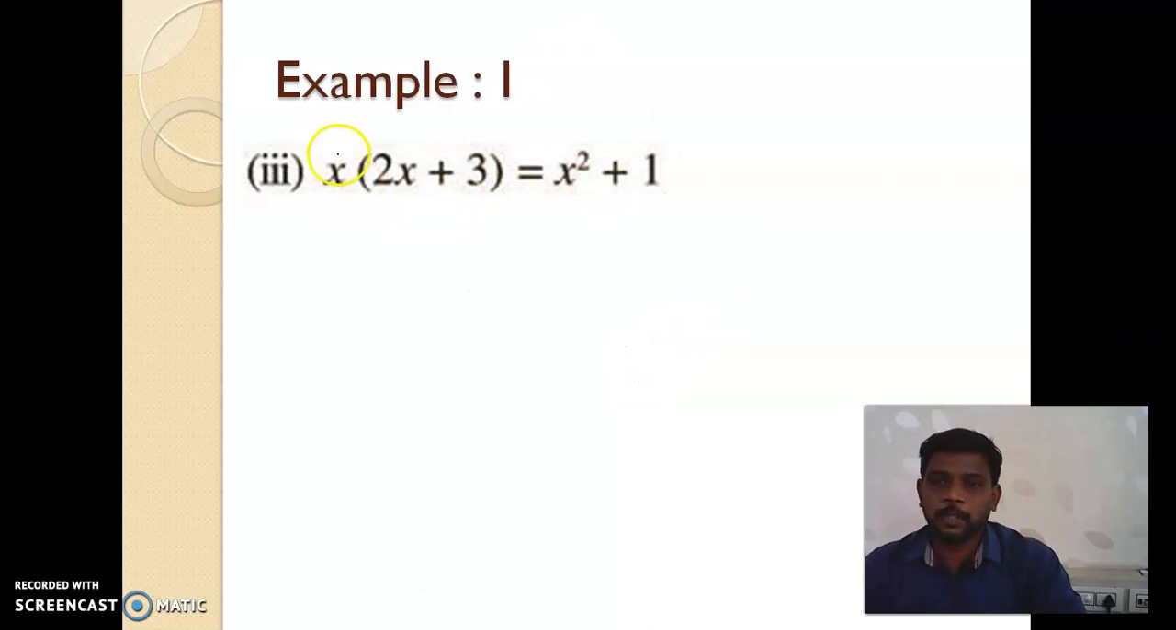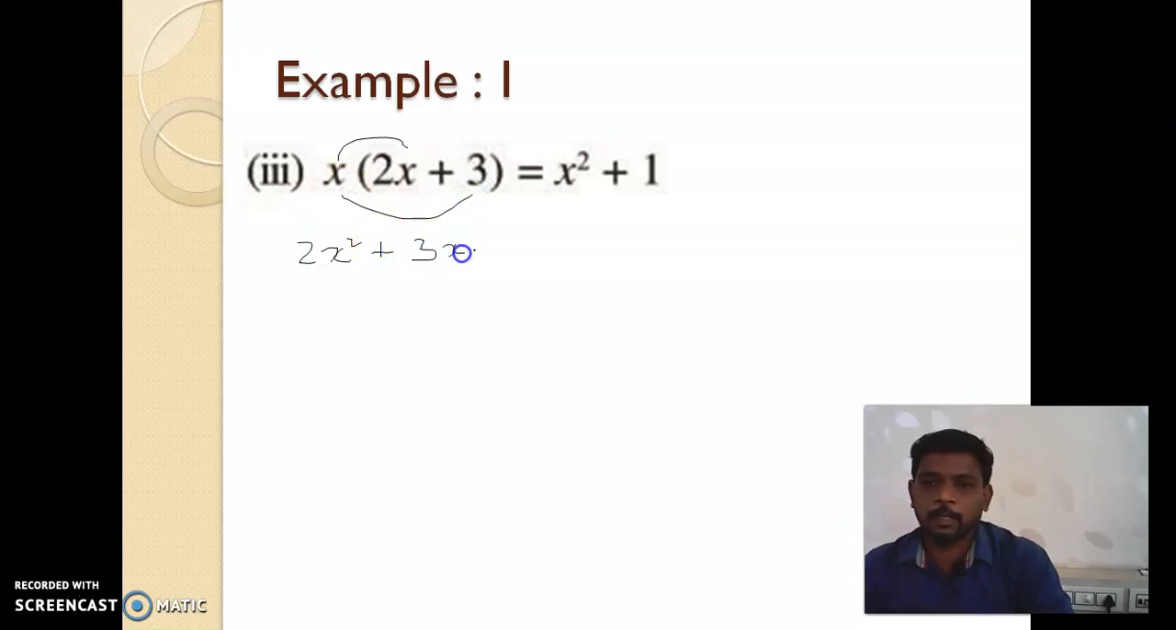Then what about here? Now multiply x inside here. 2x into x is 2x square, and multiply x with 3, plus 3x, equal to x square plus 1. Just transpose these two terms to the left hand side. So 2x square plus 3x. If you transpose x square to the left hand side, it becomes minus x square, and if you transpose 1 to the left hand side, it becomes minus 1, equal to 0, right?